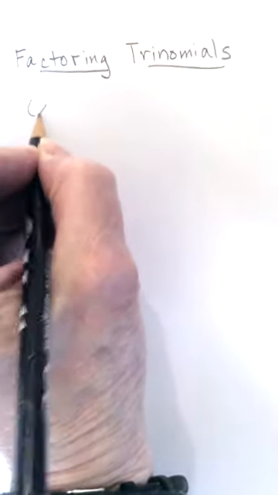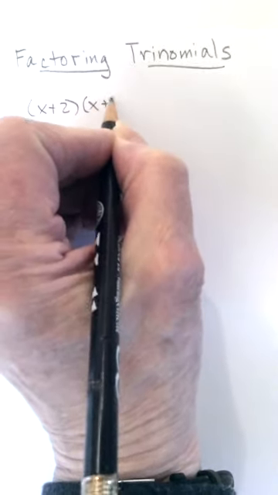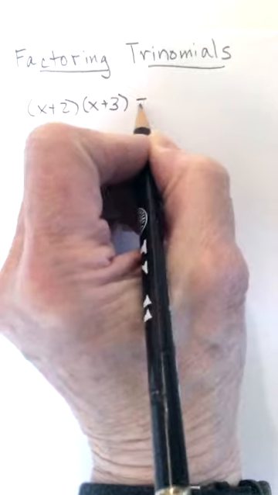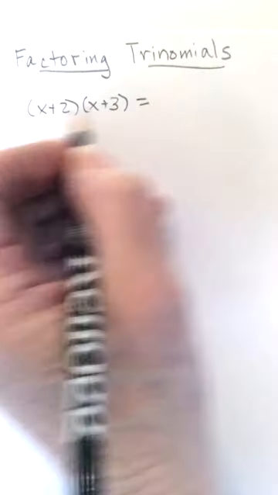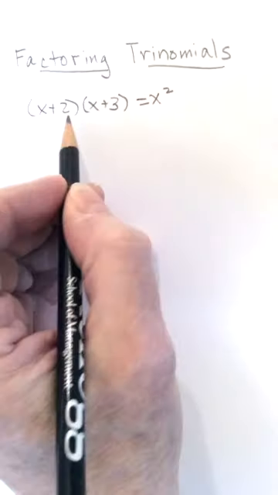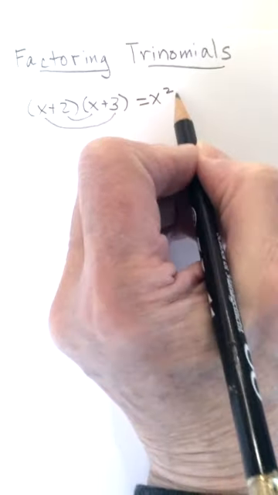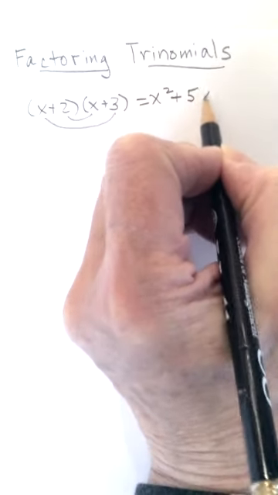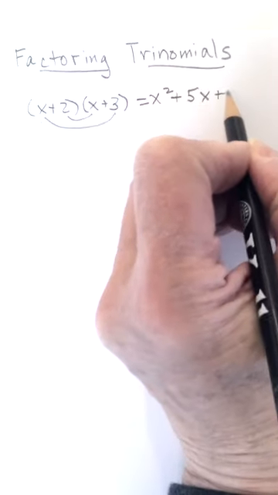If I multiply x plus 2 times x plus 3, and I have to multiply each of these by each of these, I'll have x squared, and then for my x term I'm going to get plus 2x plus 3x, so plus 5x. And for my last term, 2 times 3 is 6.